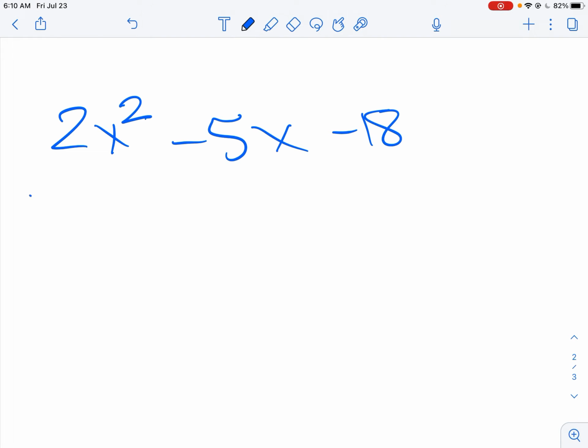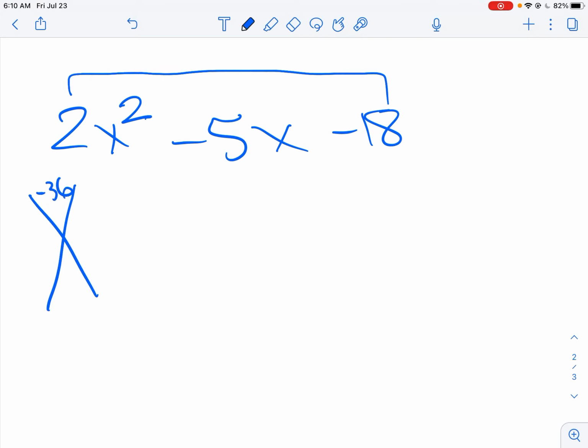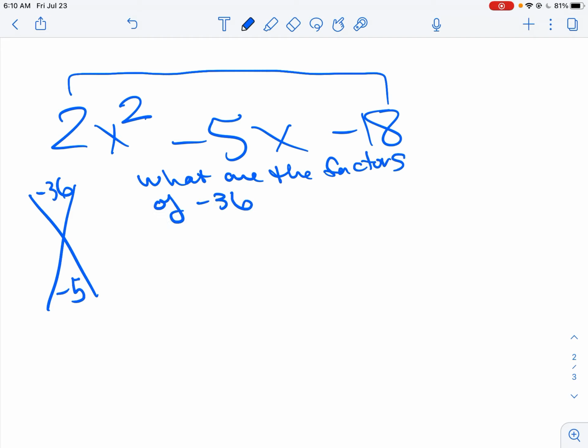Okay, doing the same thing here. We're multiplying the 2 and the -18 together to get -36. It needs to add together to get -5. So what are the factors of negative 36 that add to negative 5?